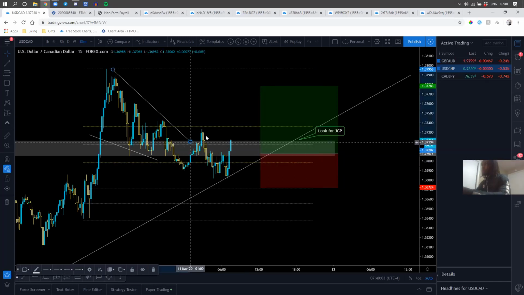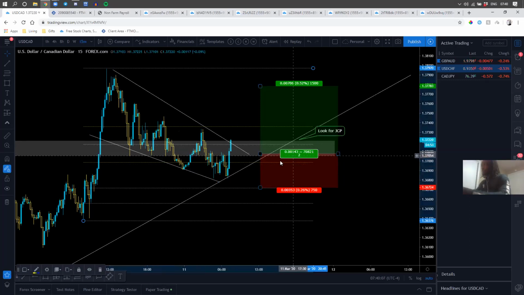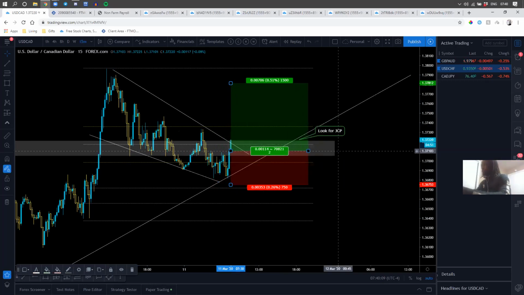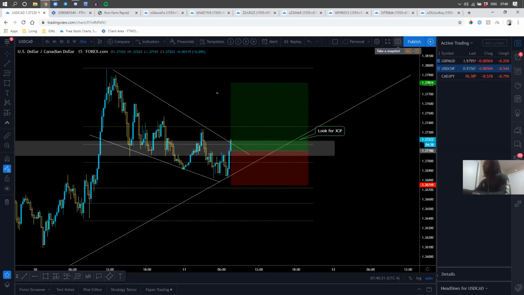That's when you actually got a Japanese candlestick reversal pattern. So let's say you entered here. Stop loss is going to be right here, about 35 pips. Take profit is going to be 2 to 1, right there. So we have a potential gain of about 72 pips.